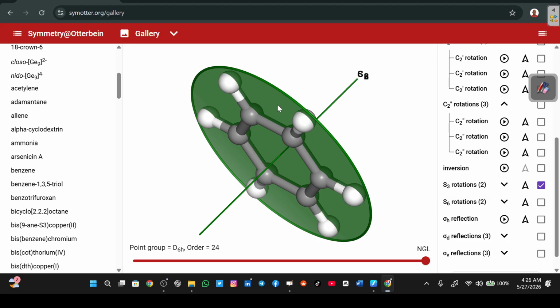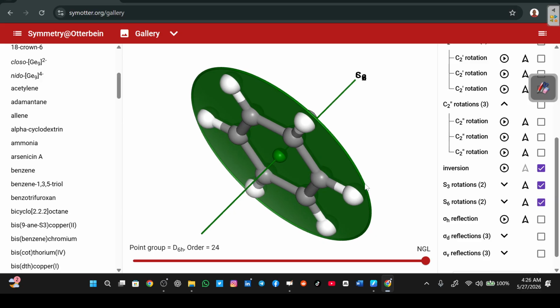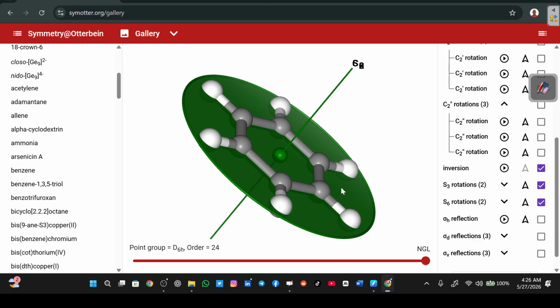So this is a sigma H. That's a reflection. Also, let me indicate the center of inversion. That's the center of inversion. And then we are having an S6. So that's an S6. And then let me remove this. So that's an S6.